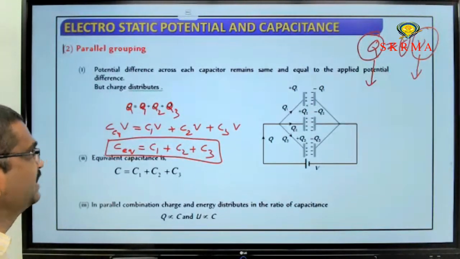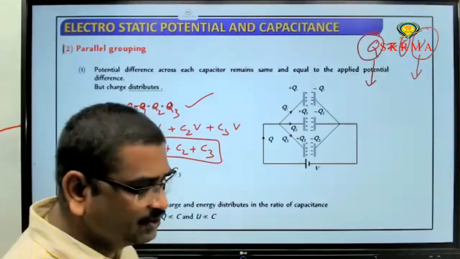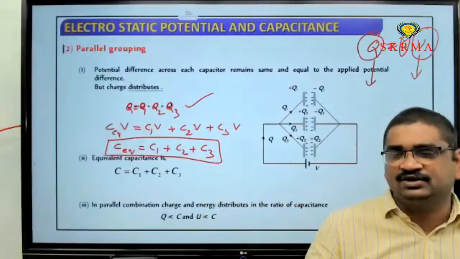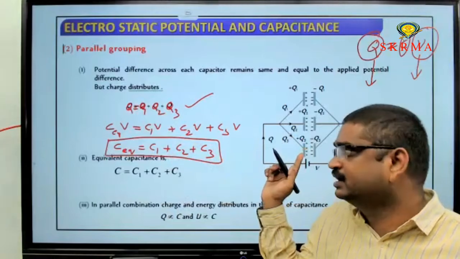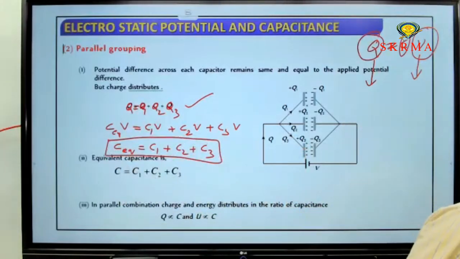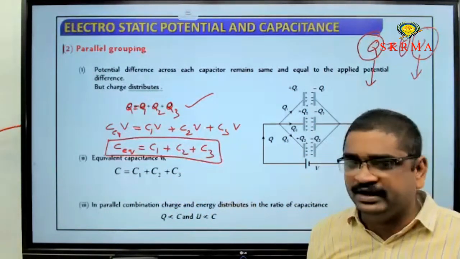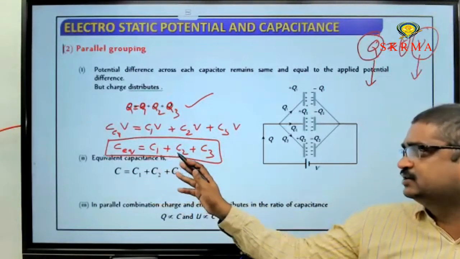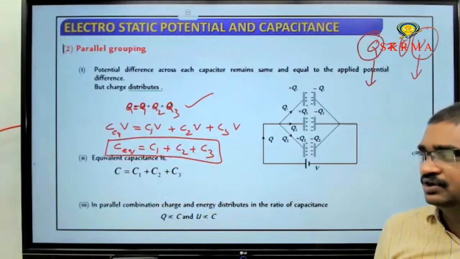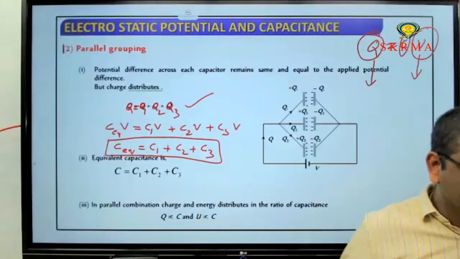So this is the procedure. Here charge is going to divide, so Q can be written as Q1 plus Q2 plus Q3, and potential is constant. So across any capacitor, potential is V only. Substitute these values, then you will get C equivalent into V equal to C1V plus C2V plus C3V. Then cancel V on both sides, then you will get C equivalent equal to C1 plus C2 plus C3. So this is the equivalent capacitance in the case of parallel combination. Now check it once.